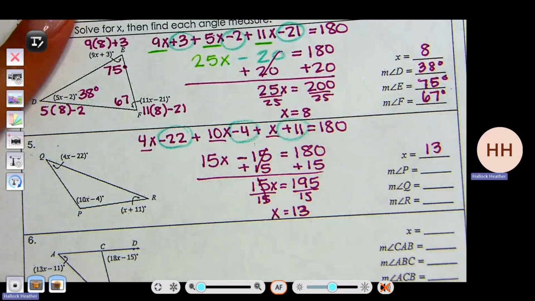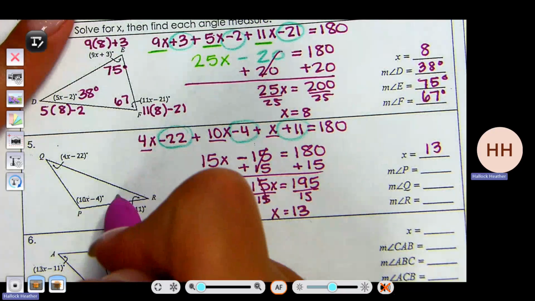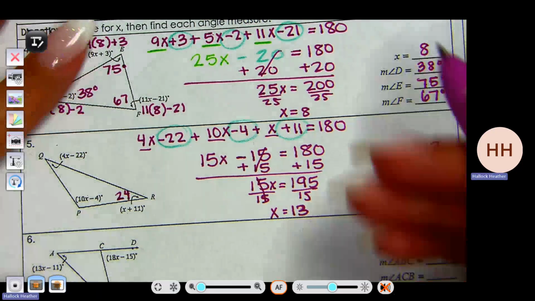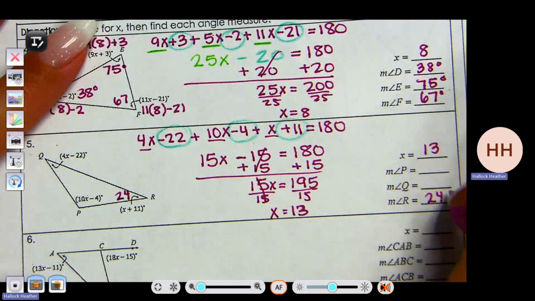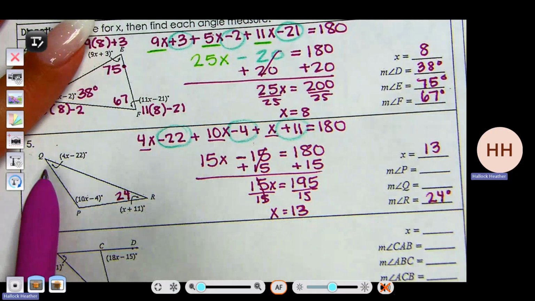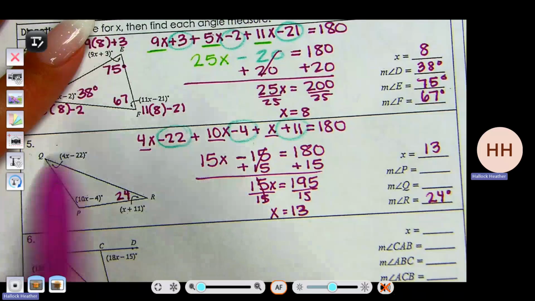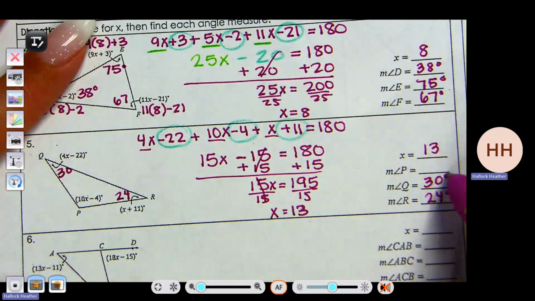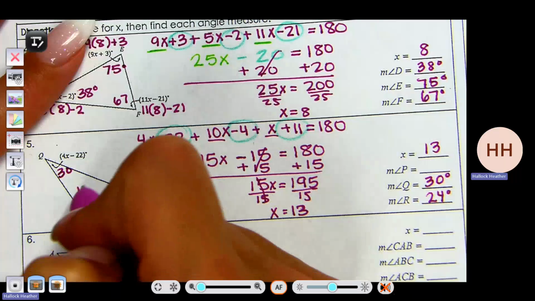Yep, 13 plus 11 is 24. So angle R is 24 degrees. Has anybody got Q at the top? 30. It's okay. And then P? 126.